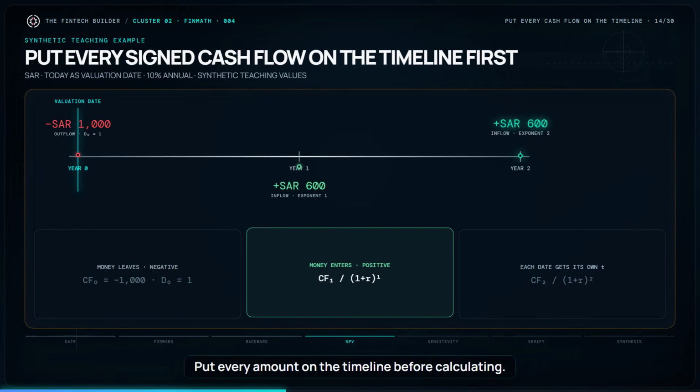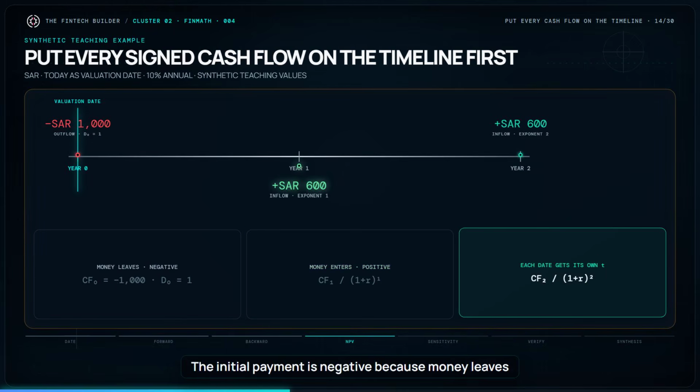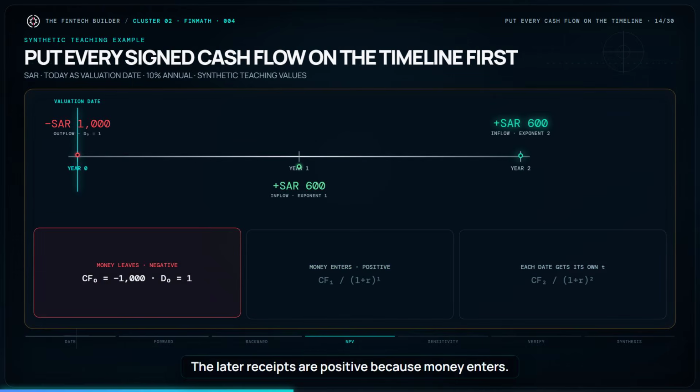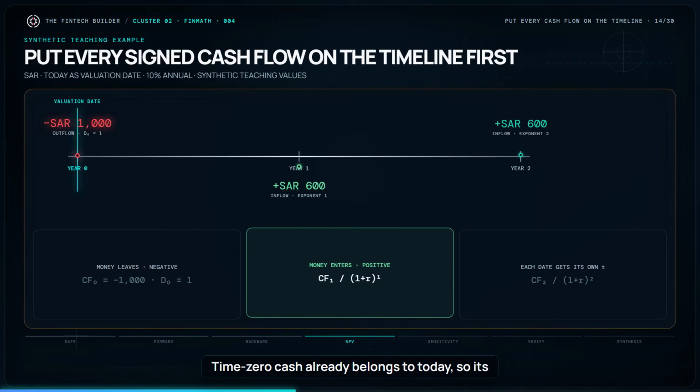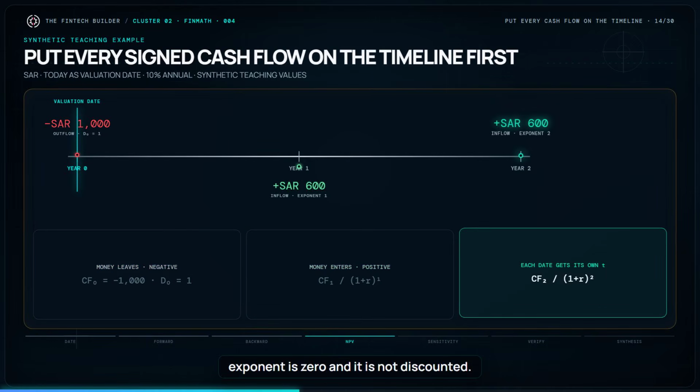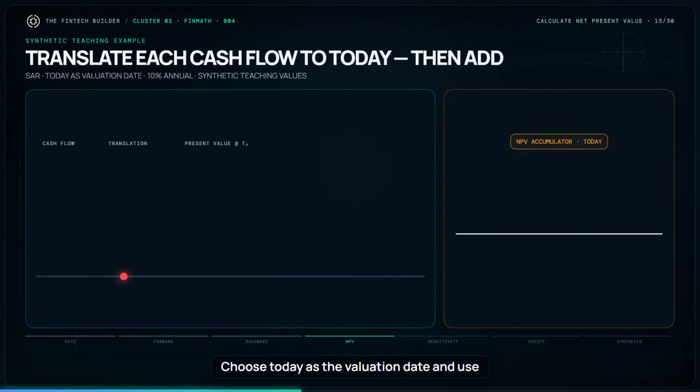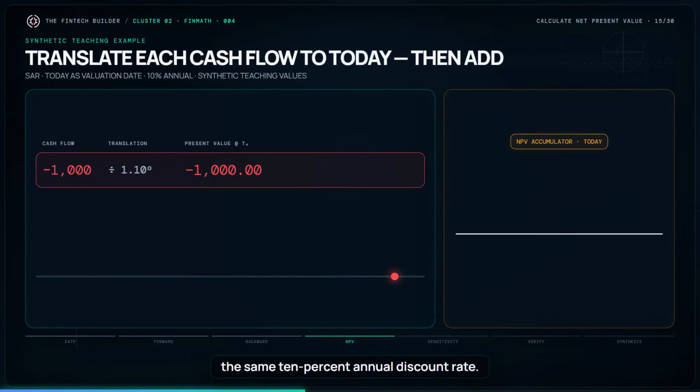Put every amount on the timeline before calculating. The initial payment is negative because money leaves at time 0. The later receipts are positive because money enters. Time 0 cash already belongs to today, so its exponent is 0 and it is not discounted. Choose today as the valuation date and use the same 10% annual discount rate.